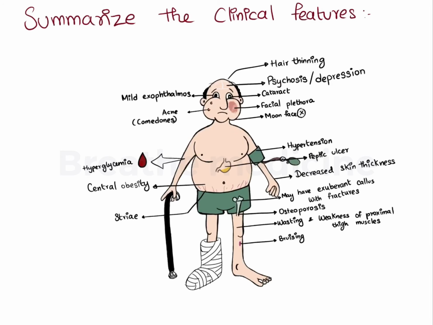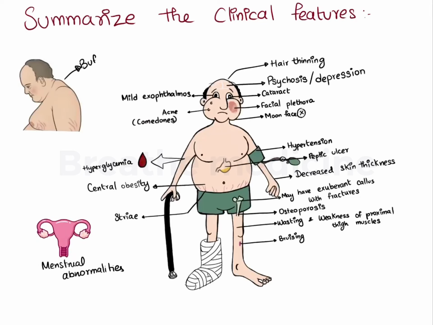Now, to summarize the clinical features of Cushing syndrome from head to toe, there's hair thinning, psychosis or depression, cataract, mild exophthalmos, acne, facial plethora, moon face, hypertension, peptic ulcer, decreased skin thickness, hyperglycemia, central obesity, striae, may have exuberant callus with fractures, osteoporosis, wasting and weakness of proximal muscles like thigh muscles, bruising, and in women there's menstrual abnormality, and there's also buffalo hump.